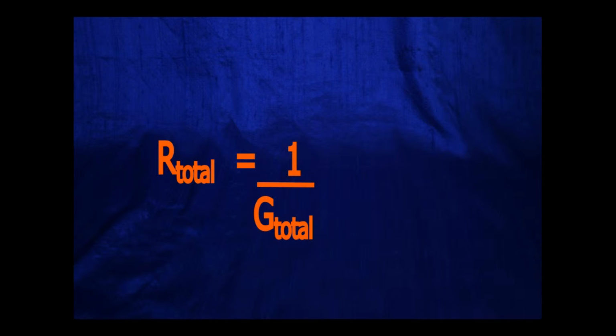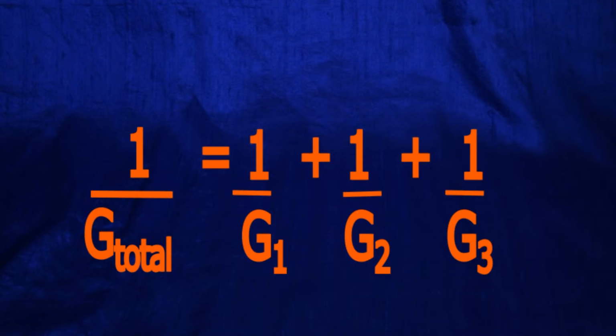But by definition, R total is equal to 1 divided by G total. So G total, the total conductance of a network of resistors in series, is given by the equation 1 over total conductance is equal to 1 over G1 plus 1 over G2 plus 1 over G3. That's a really awkward expression. I include it because advancing physics says you've got to know it, but I'm not sure why you'd ever use it.